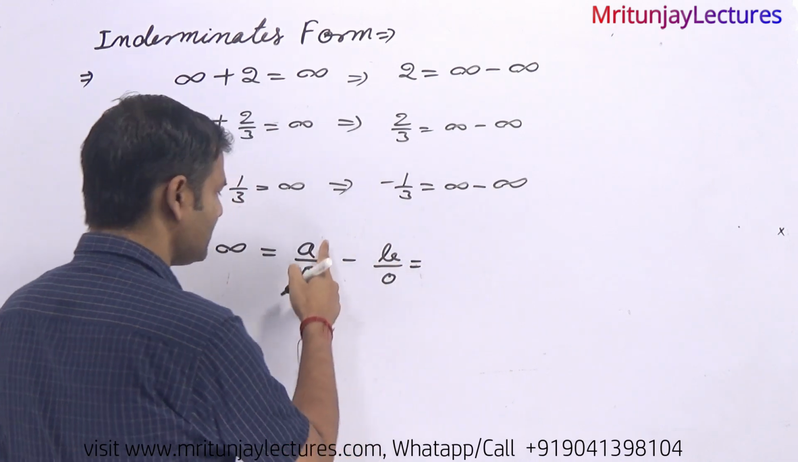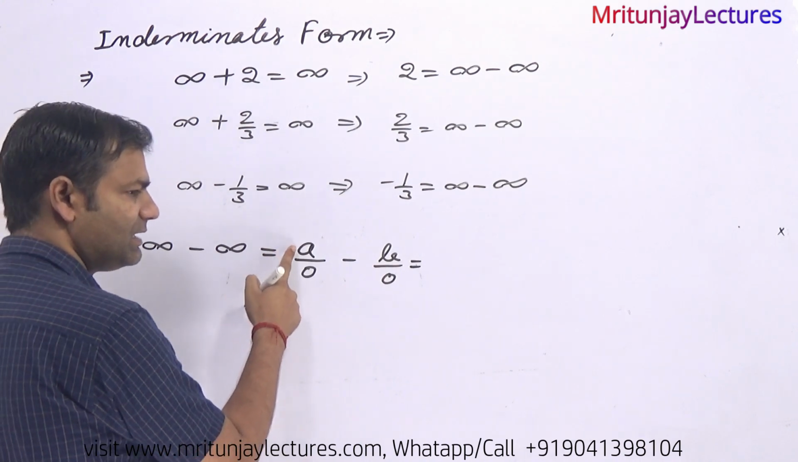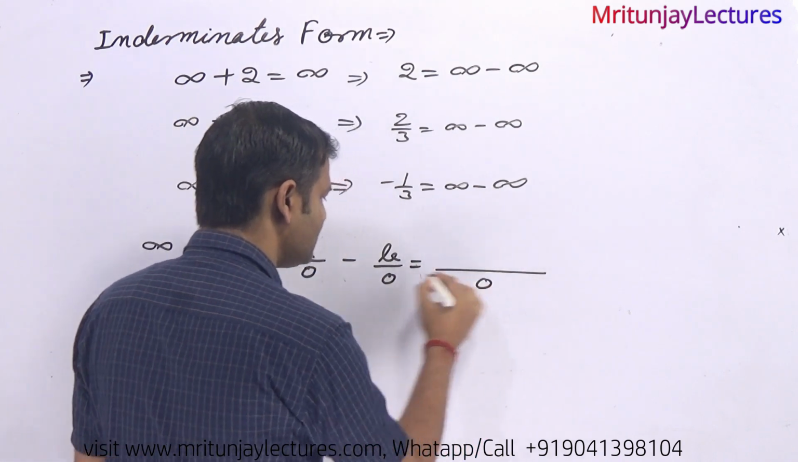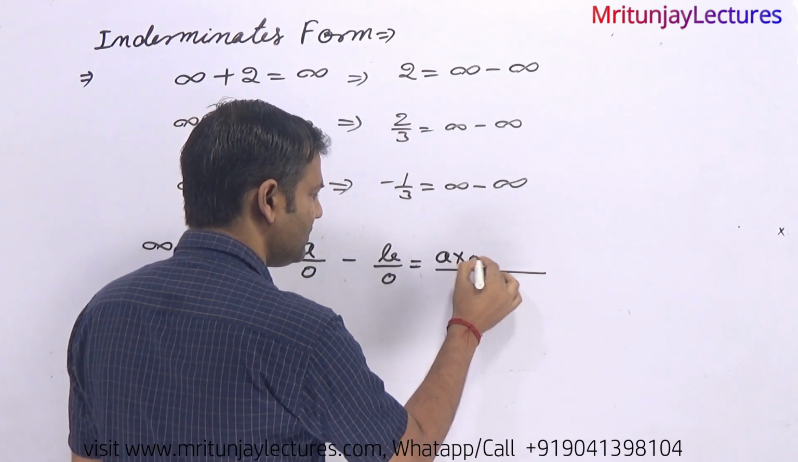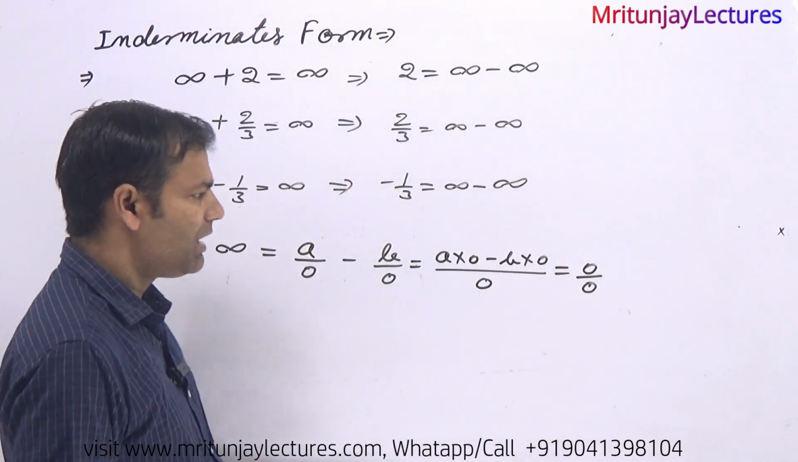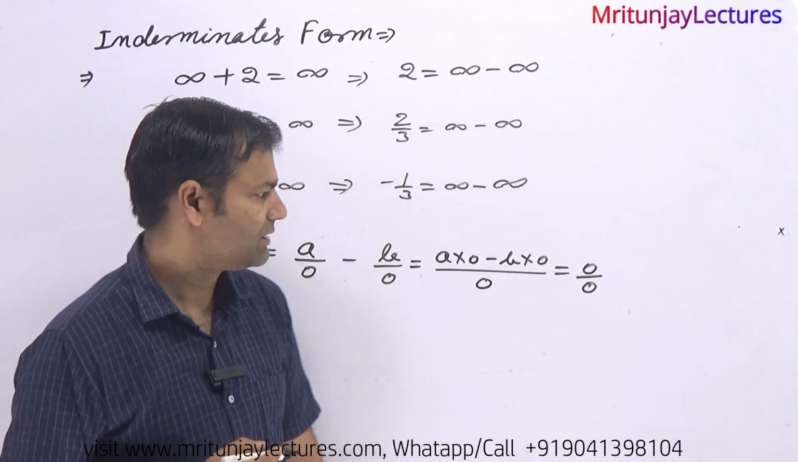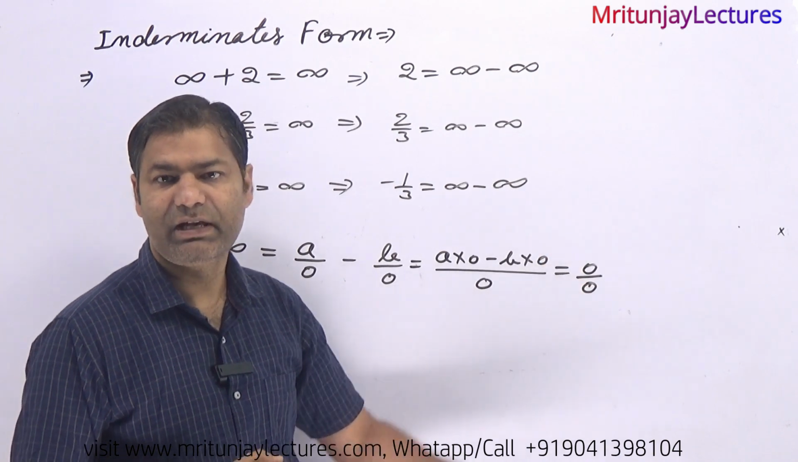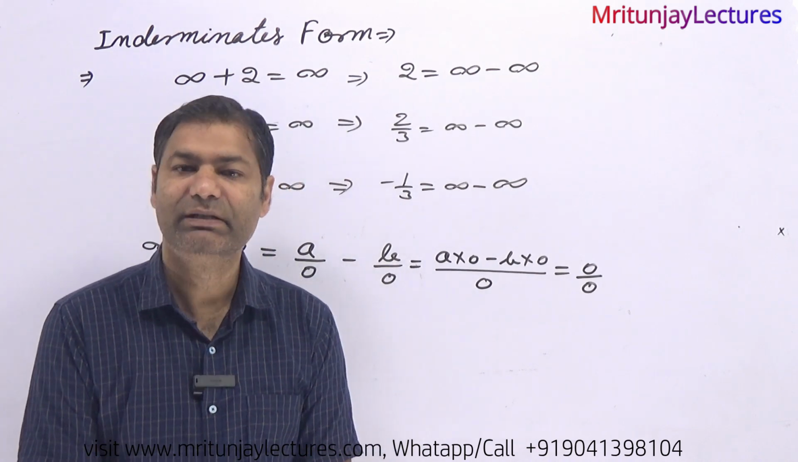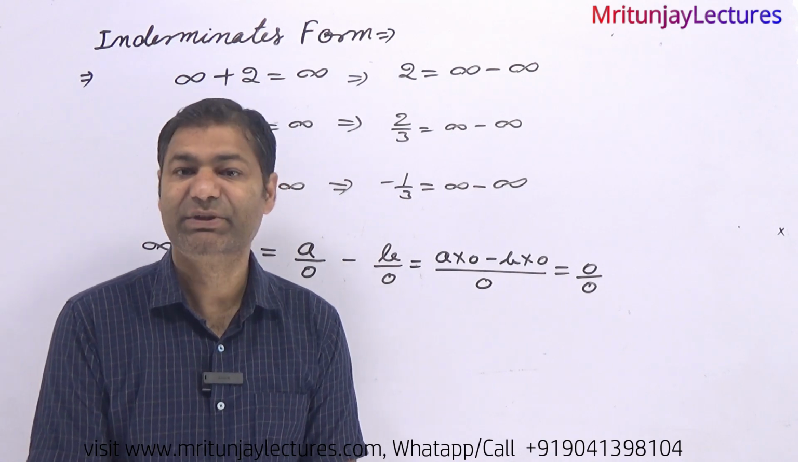Clear? So how can we solve it? Infinity minus infinity is written as a divided by 0 minus b divided by 0. If we take the LCM, that is 0, we get a into 0 minus b into 0 over 0, so you can say that is 0 by 0. After getting 0 by 0, you can apply L'Hospital rule. I have already discussed L'Hospital rule in a previous lecture: differentiate numerator and denominator with respect to x.